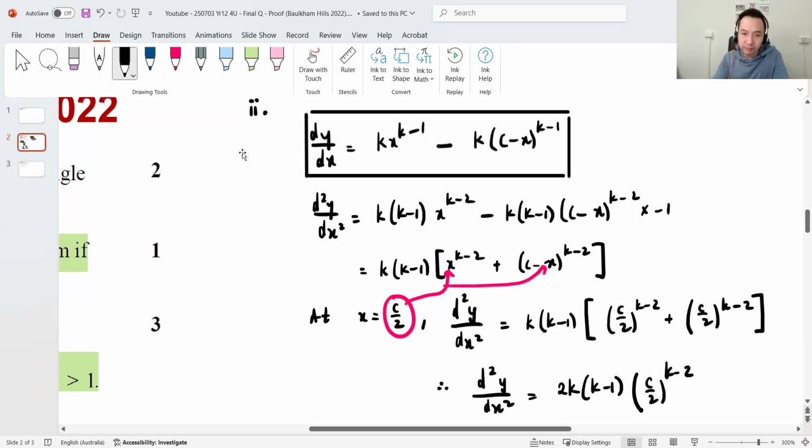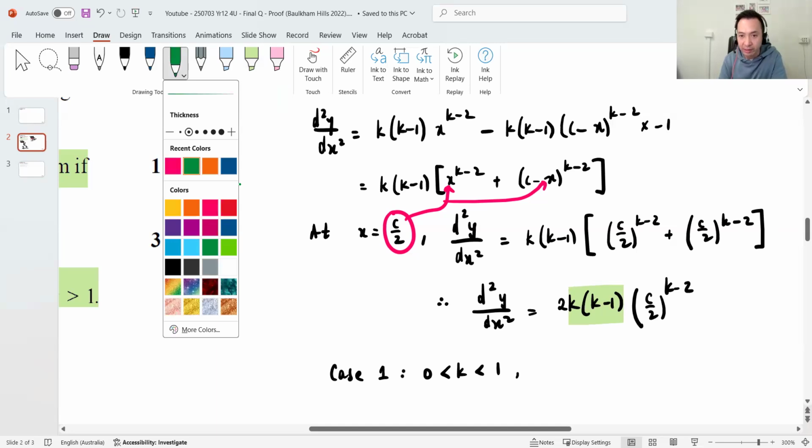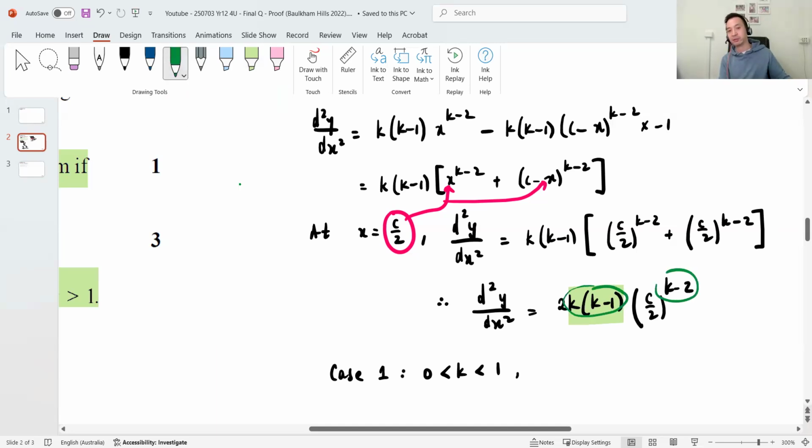Now, given that, the key here is that they want you to prove two cases, right? The case 1, when k is less than 1. Now, it's also greater than 0, right? Because k in the question itself is always greater than 0. So the key aspect here is this bit here, depending on the nature of k, because for this one, k is just a power. If it's between 0 and 1, that's a fraction. If it's greater than 1, it can be a positive number.